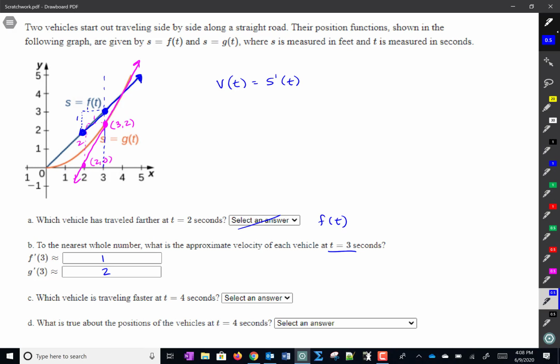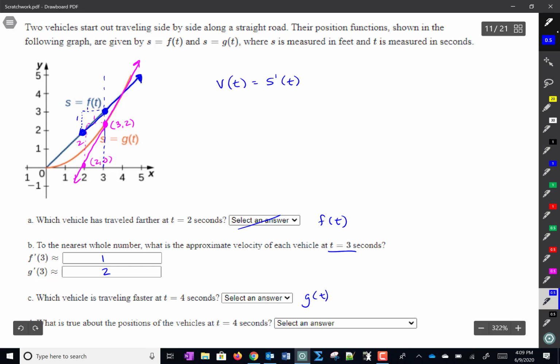Which vehicle is traveling faster at t equals 4? Well, at t equals 4, the slope of the tangent line of function g is larger than the slope of the tangent of f, so g of t is traveling faster there.